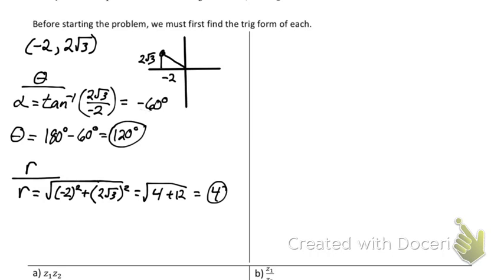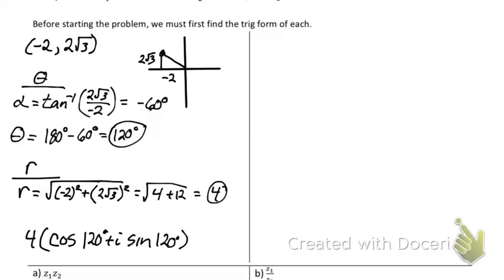That's my r. That's my theta. I can go right into my trig form. It's going to be 4 times cosine of 120 degrees plus i times sine of 120 degrees. Any questions on how I got that? Good, because you're doing the next one.